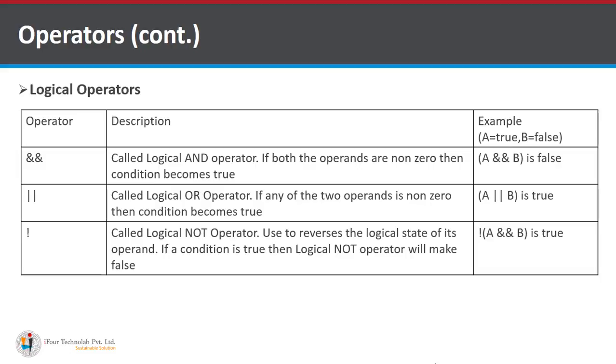If any of the two operands is non-zero, then the condition becomes true. If we compare A or B, it will return true because one of them, A, is true. Third is the logical NOT operator, used to reverse the logical state of its operand. If a condition is true, then the logical NOT operator will make it false. For example, here you can see A and B will give false, but logical NOT will convert it to true.